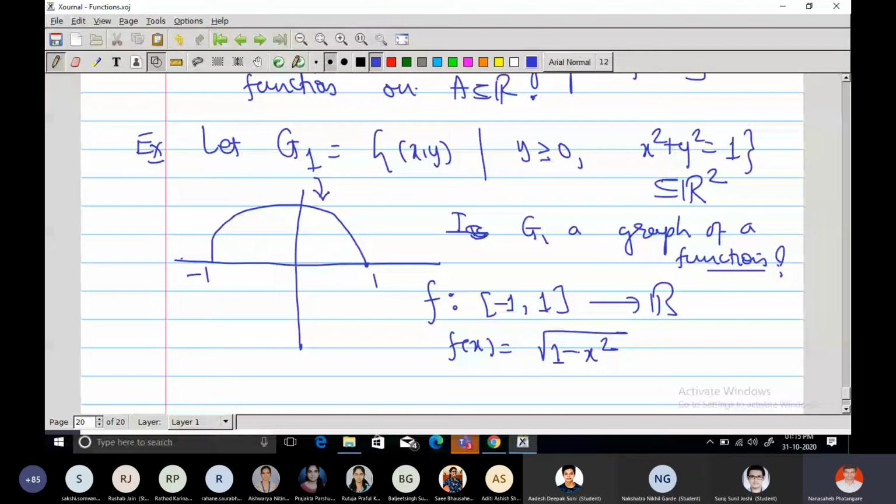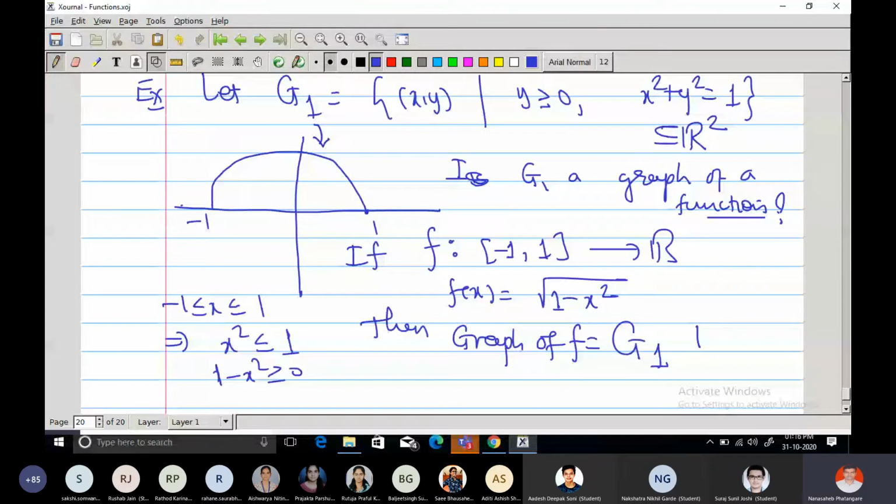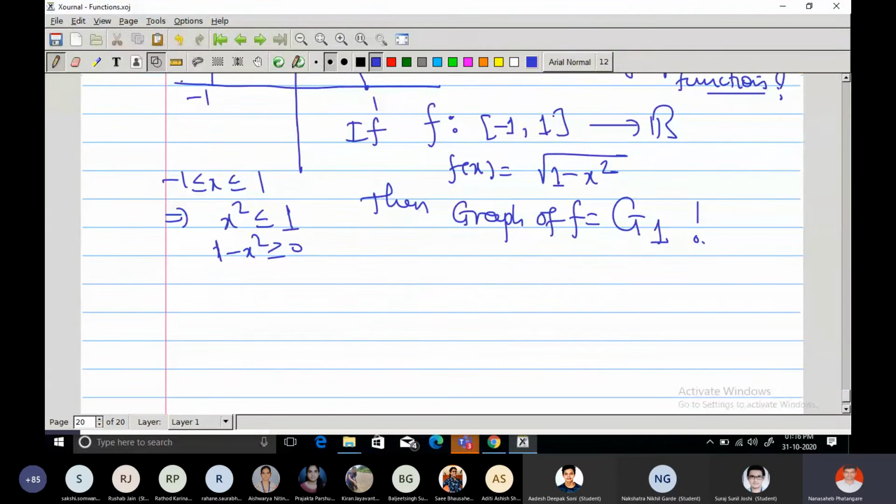Okay, so do you agree with this? Yes, sir. Right, so clearly this is a graph of some function. So one more example I will give you so that you can conclude something. So G2. Is it a subset of R2?